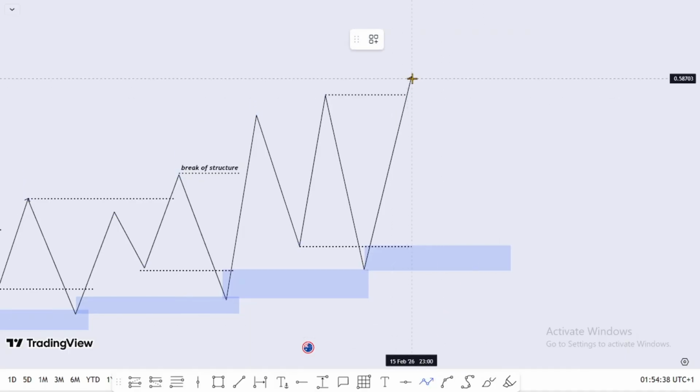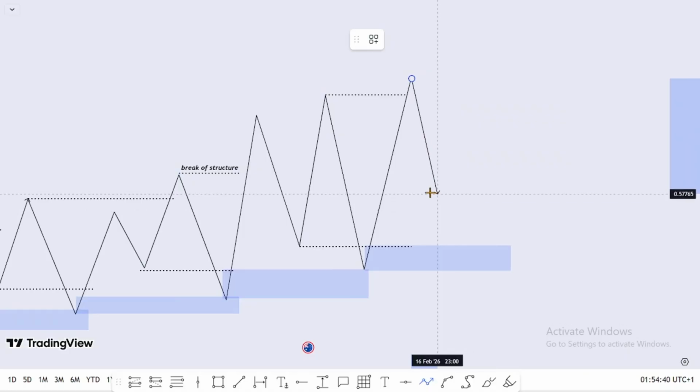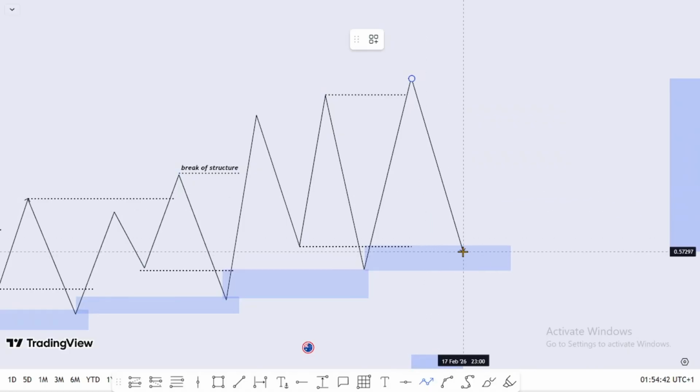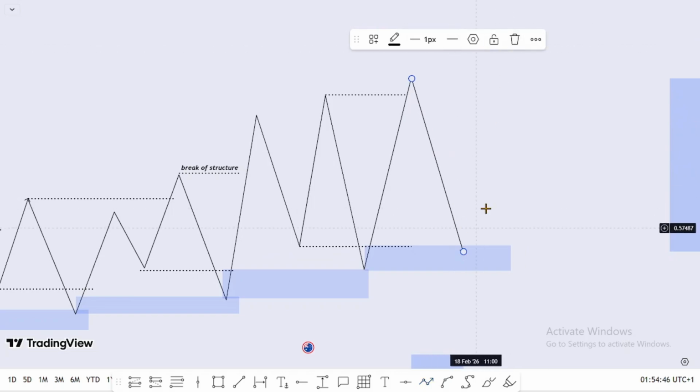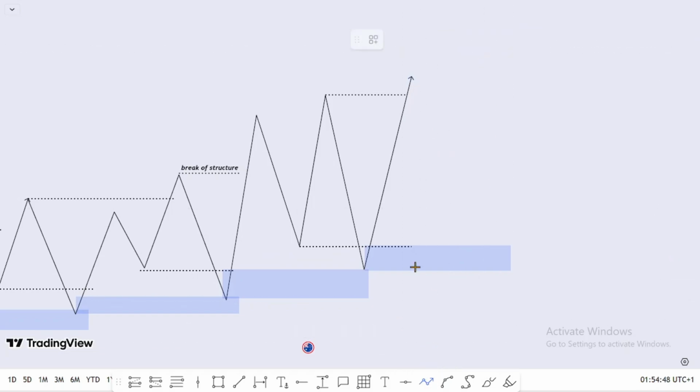So let's say price now comes, and if price mitigates the level and expands higher, no, we are not interested. The level has been mitigated. We are not interested. What we want to see price do is form a structural liquidity, and after forming this internal range liquidity, then maybe expand higher.